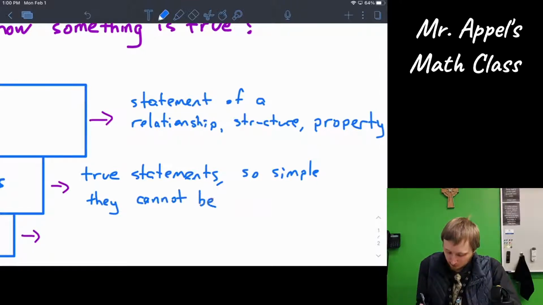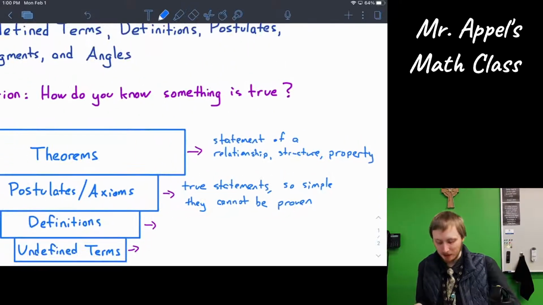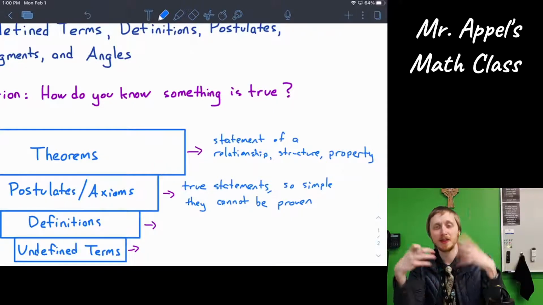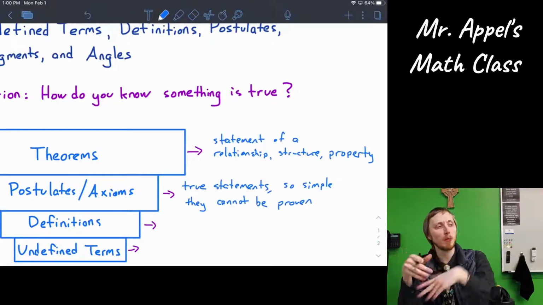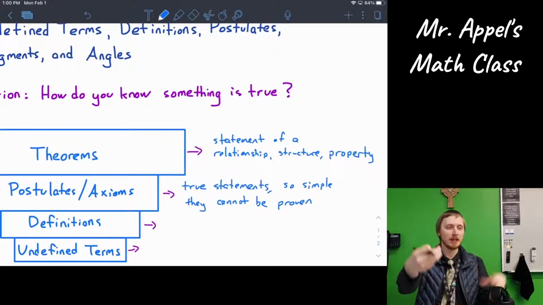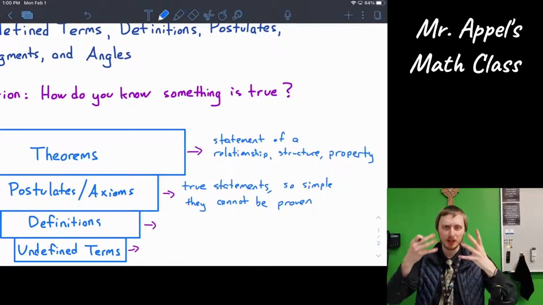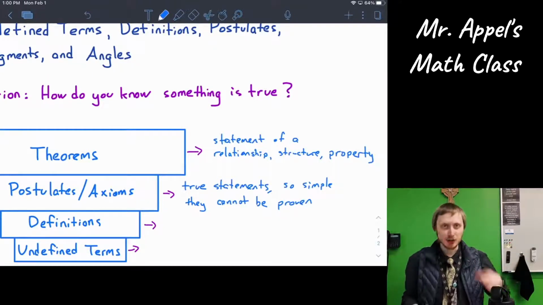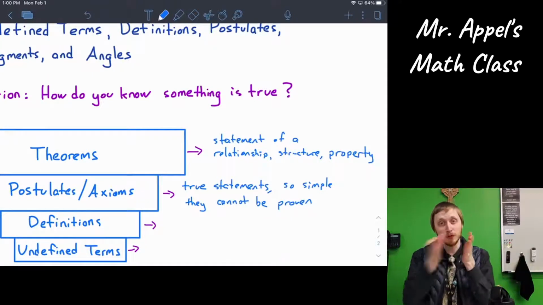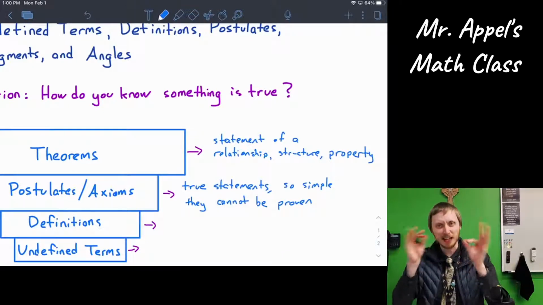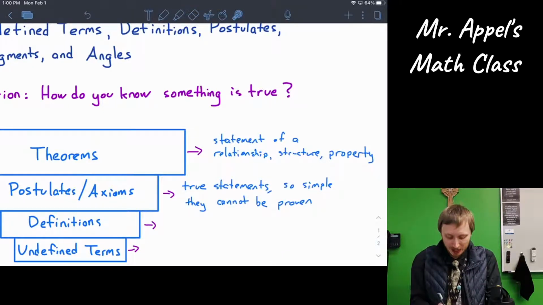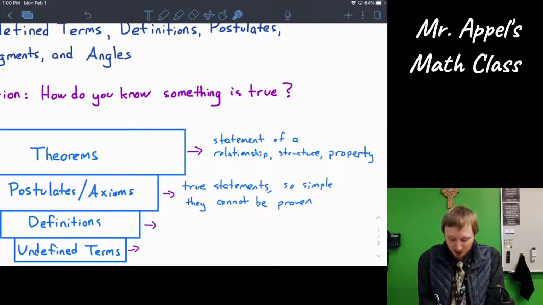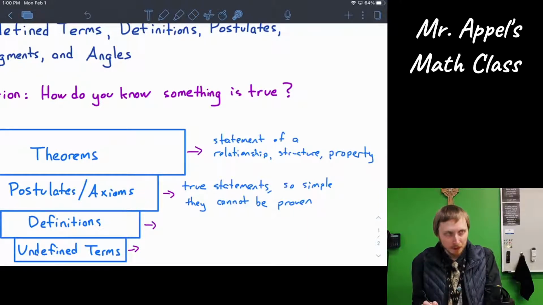Okay? I can't dig down any further. A theorem I can base on, well, how do you know that? Well, it comes from this property and this structure, and you put those together and you get this relationship, right? At a certain point, there's only so far you can drill down. Okay? It is the atom of mathematics, these postulates and axioms. Everything is built out of those. Except even that's not true.